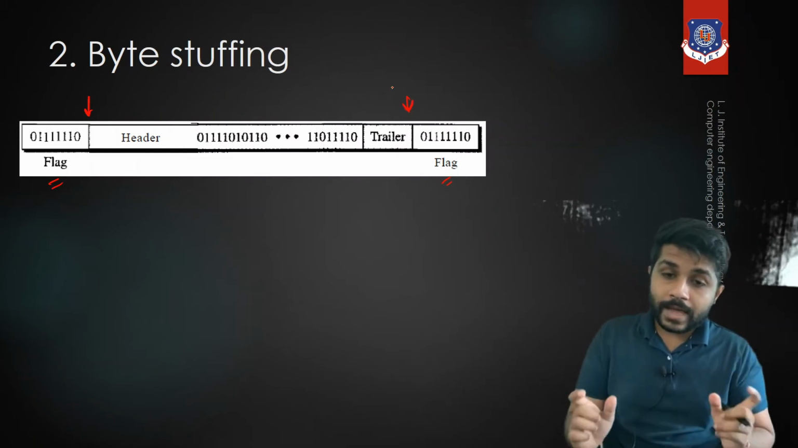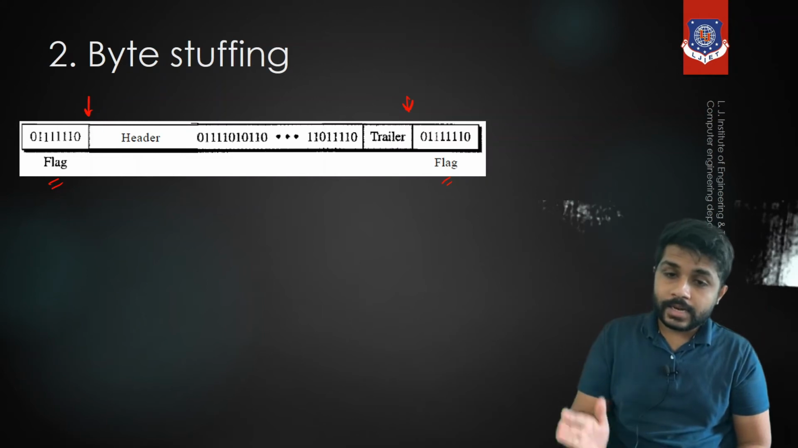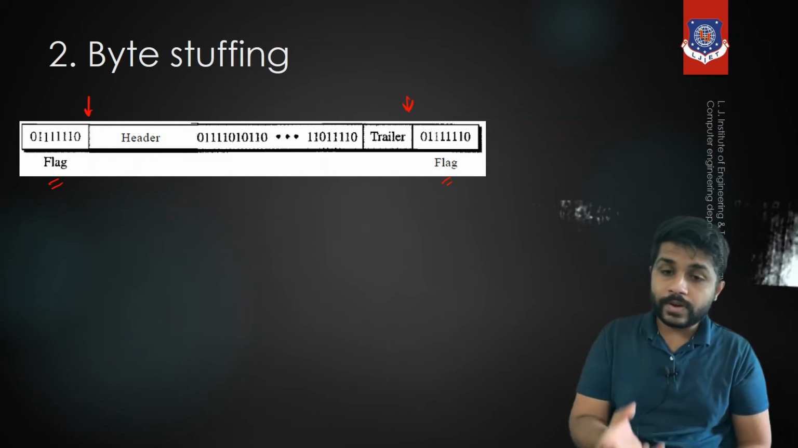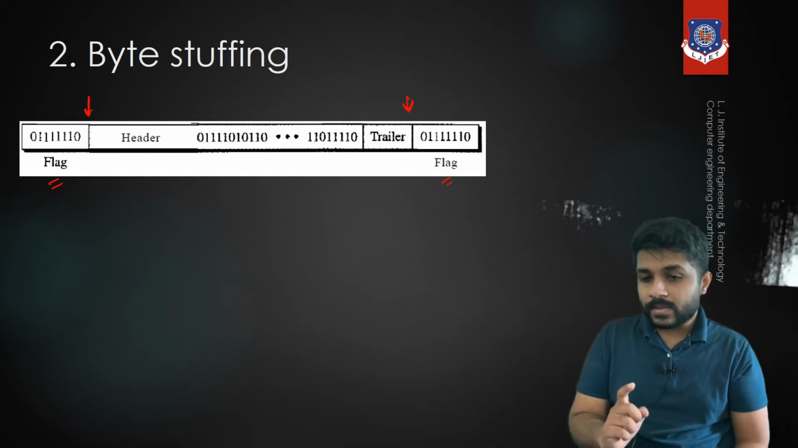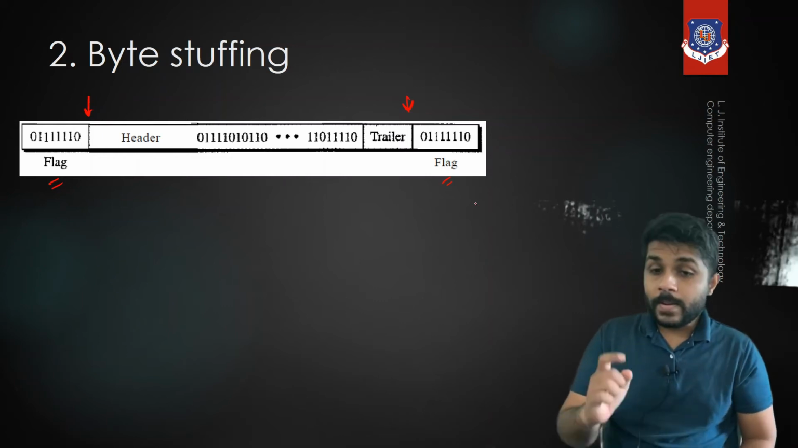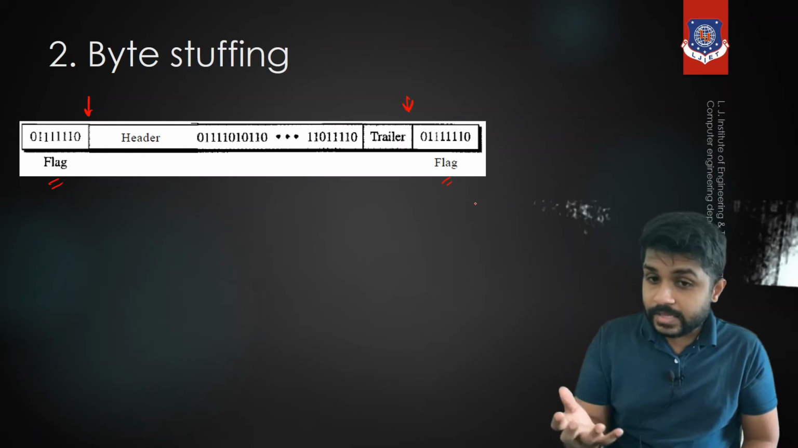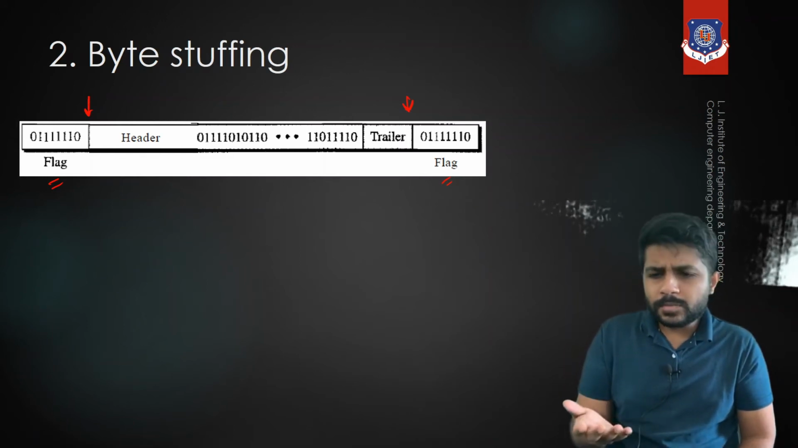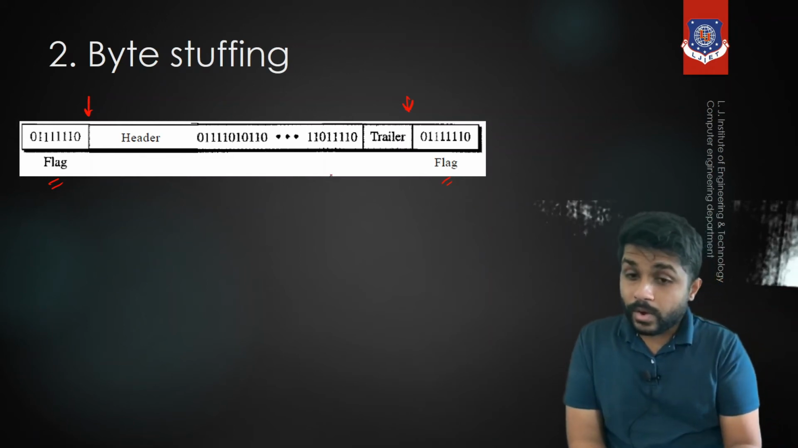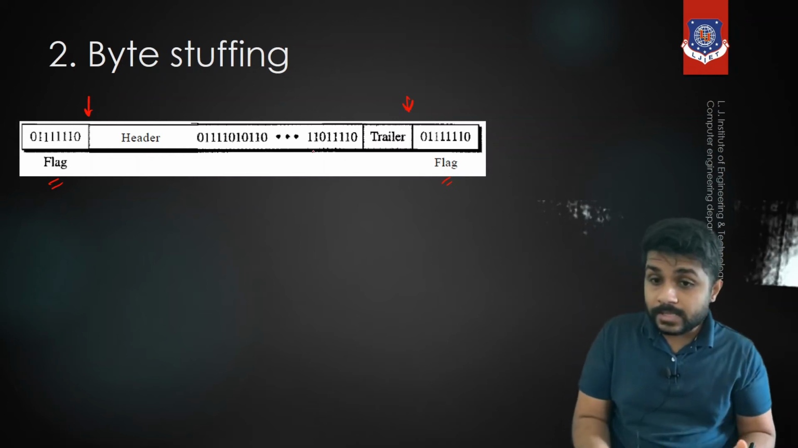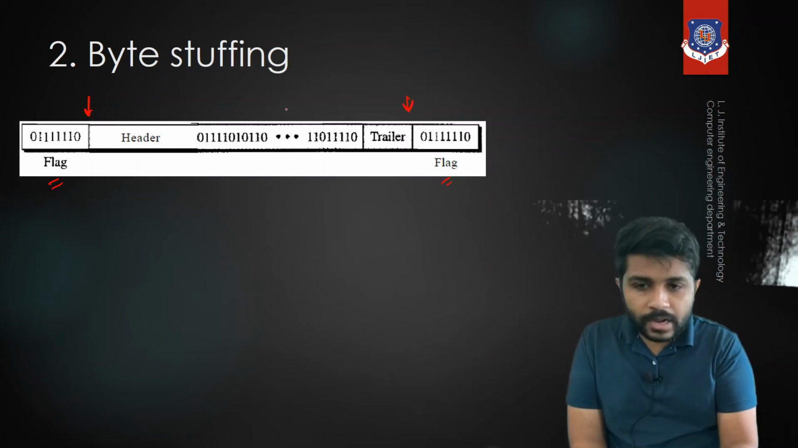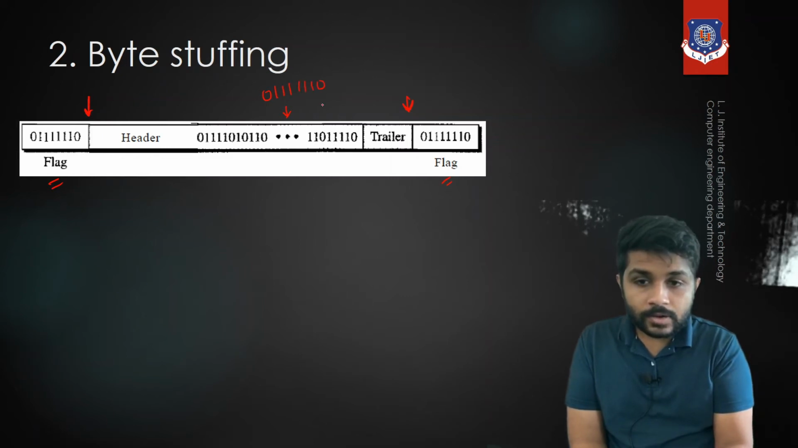So using the flag, the receiver can understand the starting and the ending of the frame so that the frame can be received successfully. But wait, this method is not perfect. This method has some disadvantages. Now what could be the disadvantage? What happens if flag-like data is present in the frame? For example, in the middle of the frame, the flag-like data, which is 0111 1110, is present.